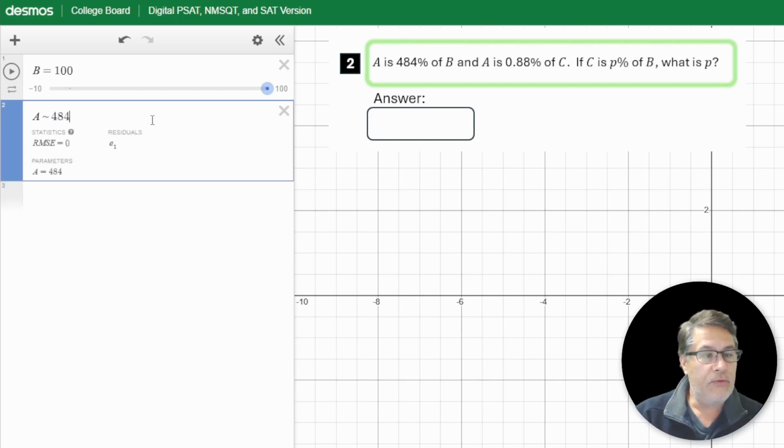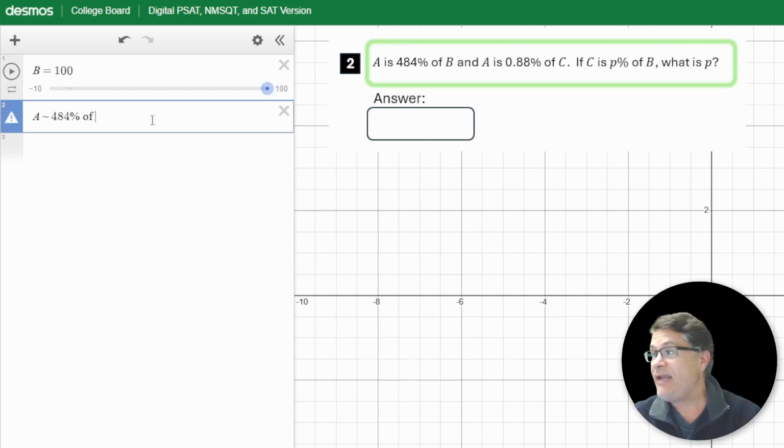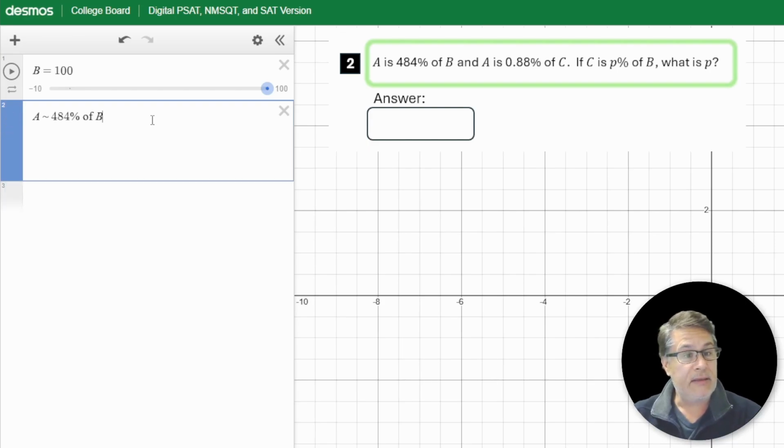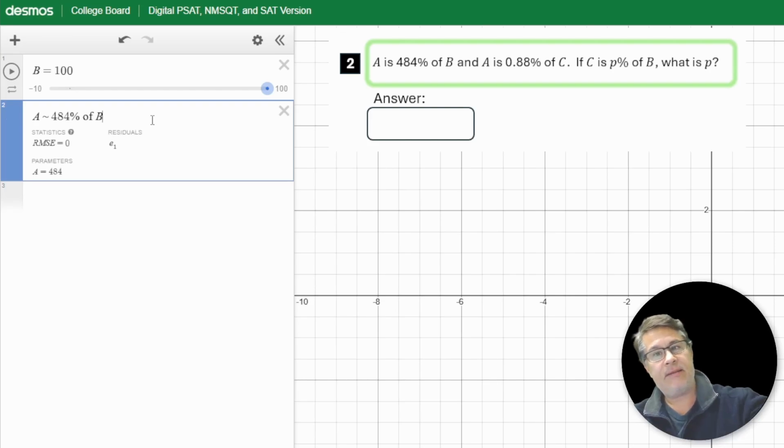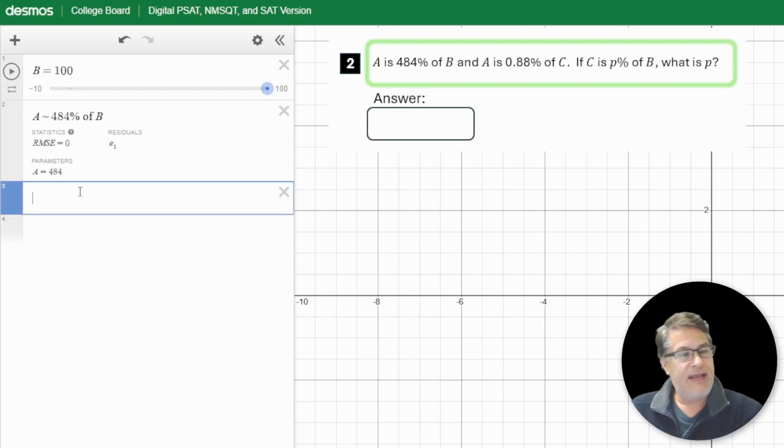So you're just going to type 44%, and look at that, it even gives you the "of", okay? So now we just type B, because B was already established as 100. How cool is this, guys? Now, I know it's remarkably obvious that if A is 484% of 100, yes, of course, A will be 484.